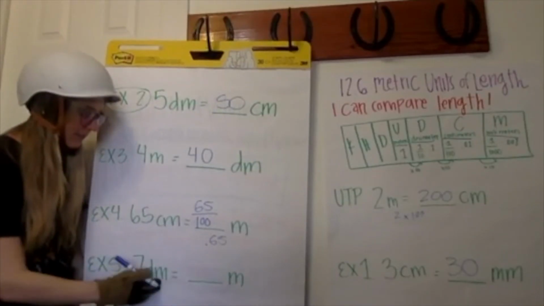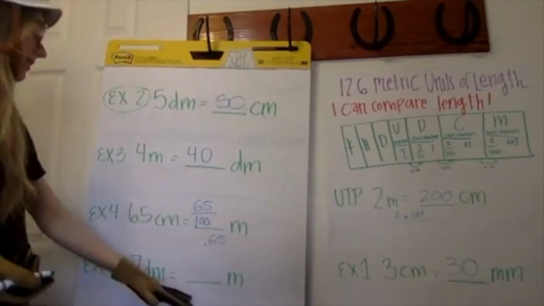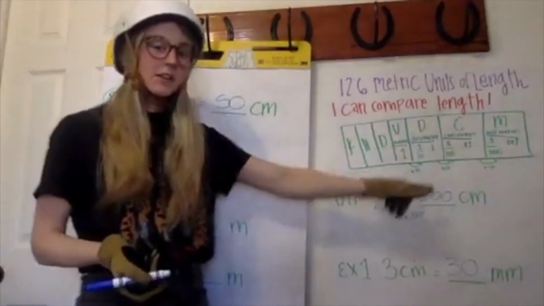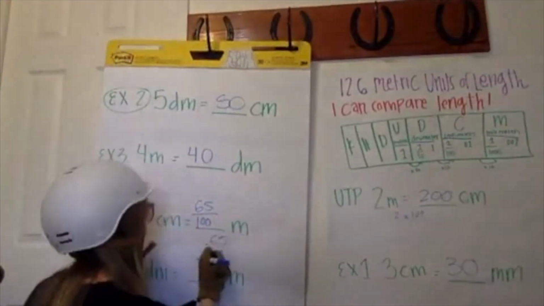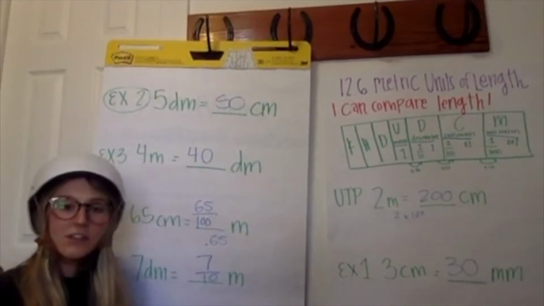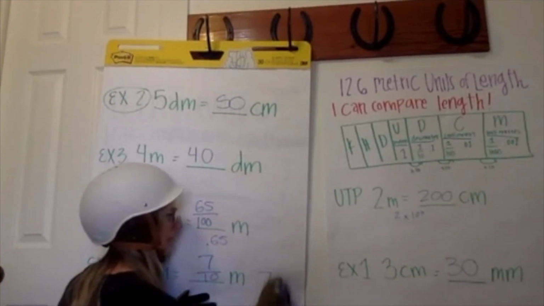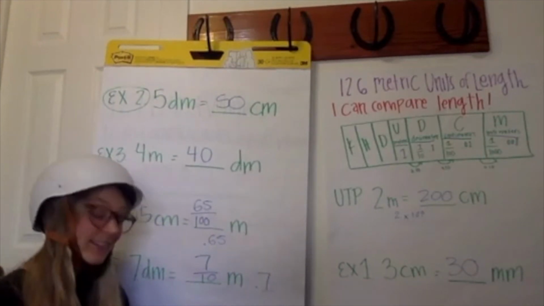7 decimeters equals blank meters. So they're asking us for meters again. So you have to look. How much is a decimeter of a meter? It's 1/10th of a meter. So we just take our 7 and we put it over 10. 7/10ths. And then we have to make that a decimal. If you remember, 7/10ths as a decimal is just 0.7. It's in the tenths place. 7/10ths. All right, guys, that's it.